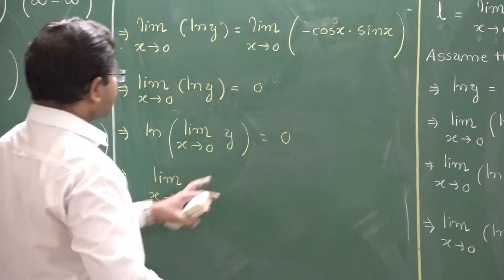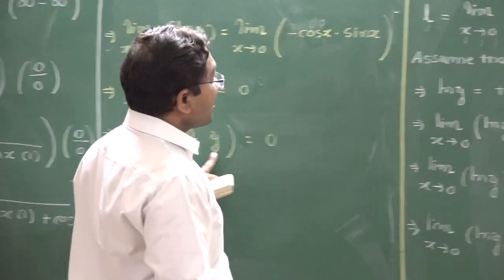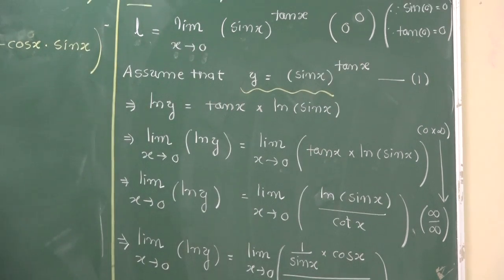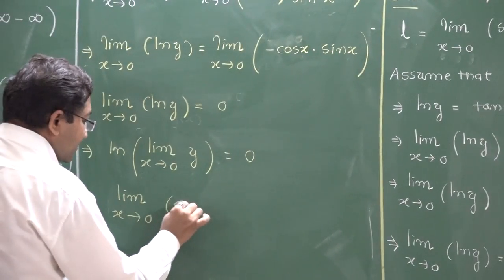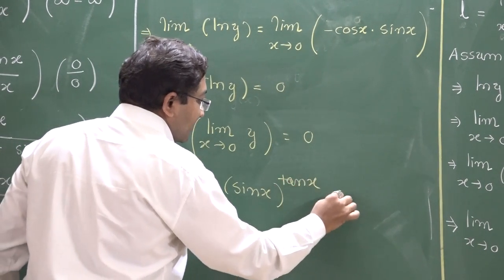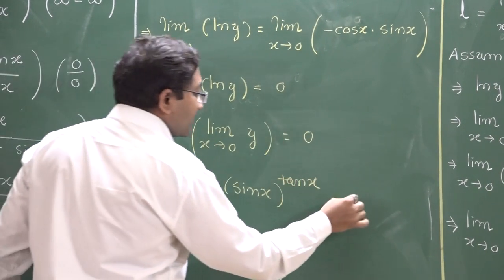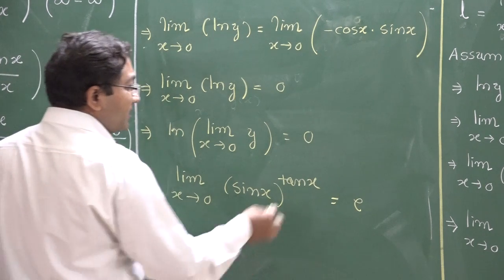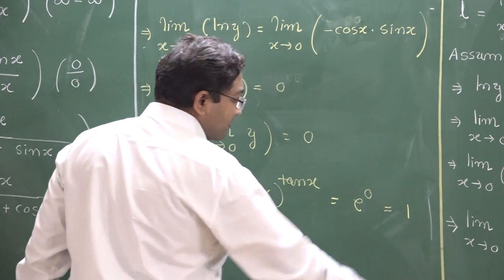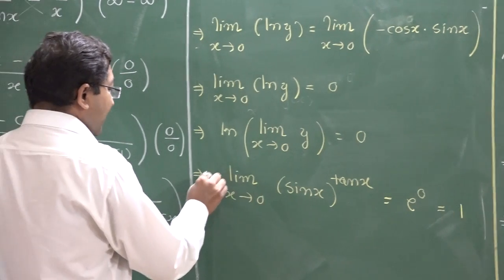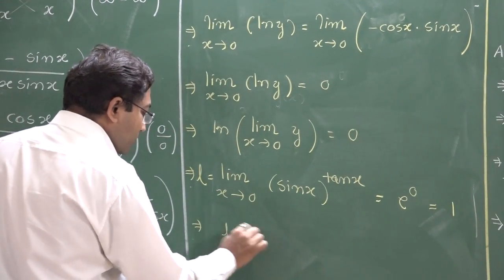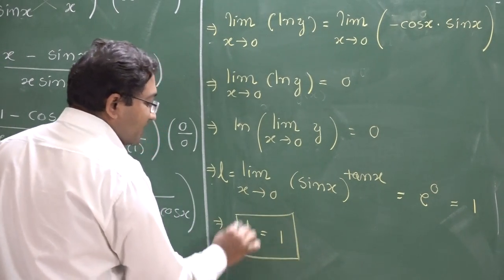So that implies limit x tends to 0 of y. What is y? y is nothing but our assumption, y is (sin x) to the power 10x. Here ln goes to the outside, so that becomes e raised to the power 0. Hence we know that e raised to 0 is 1. So our limit L is nothing but 1. So the finite limit is 1.